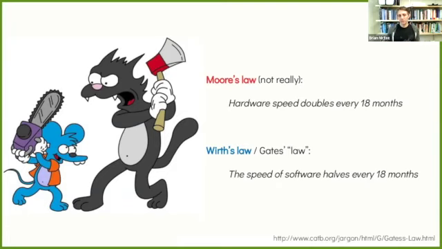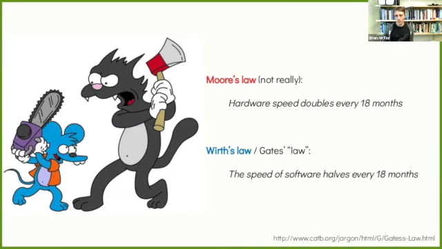There's a complement to Moore's law, which is sometimes called Wirth's law after Nicholas Wirth, or Gates's law, attributed to Bill Gates, but not actually said by him, which is that software speed halves every 18 months. So our hardware is getting faster, our software is getting slower, and these things cancel each other out. And you end up in this kind of cat and mouse game where you're constantly chasing against the other side and no one really makes progress overall, even though incrementally things are changing.